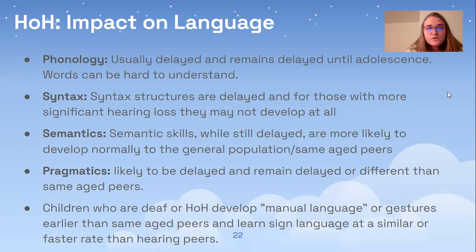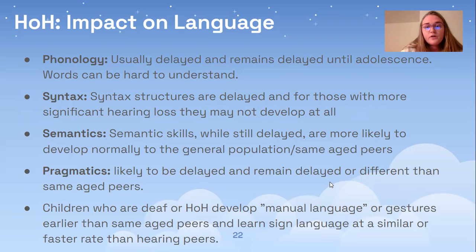So individuals with more significant hearing loss may not develop proper syntax. Well, they can, but if they know ASL first, it's different. Sentence structure is much different, so it may be delayed or harder. They may have deficits in that area. Semantic skills are delayed, but they're more likely to develop normally. And pragmatics are delayed and often remain delayed or just different.